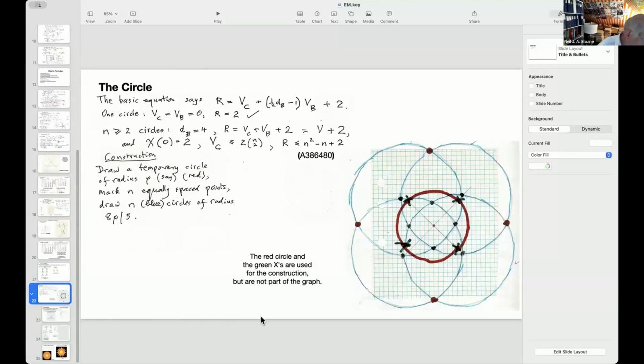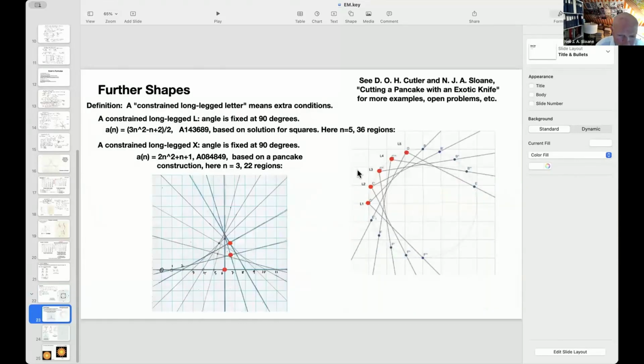The circle. You can do the circle in the same way, and there's a very nice construction, and the formula works. The formula gives you n squared minus n plus 2 as the answer, and you can achieve it by drawing a red circle for construction purposes, taking n equally spaced points around it, and taking them as the centers of your circles. And it works. So we get equality. We know the answer there. And a couple of other shapes that I solved, and the reference to our paper, if anyone is interested. It's very nearly finished. A few corrections after preparing this talk.